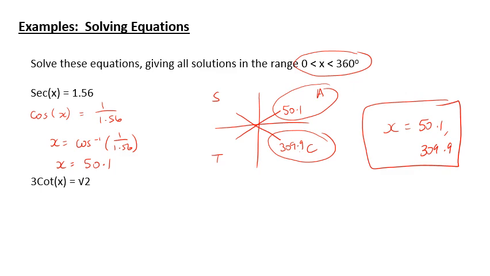For this second example, first of all I would divide both sides by 3. So cot of x equals root 2 over 3. And then I would do the reciprocals. Now the reciprocal of cot is tan. So tan of x must equal 3 over root 2. So now on the calculator I can do shift tan of 3 over root 2.